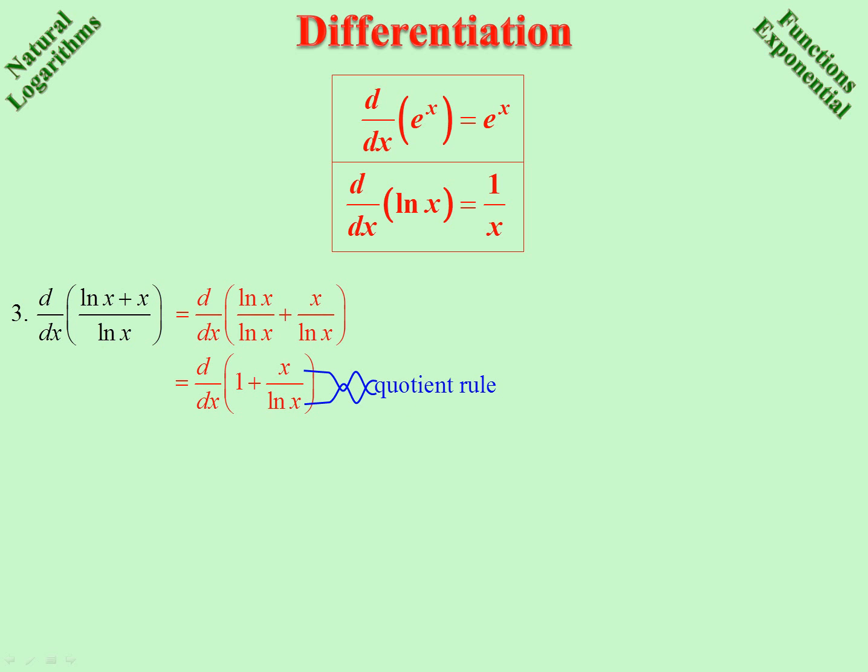Derivative of top times bottom minus top times derivative of bottom all over bottom squared. Derivative of 1 is 0, so it's gone. Derivative of x, 1 times ln x minus x times derivative of ln x, which is 1 over x. All over ln x all squared. And x times 1 over x, negative 1.